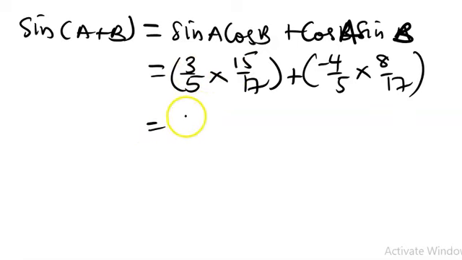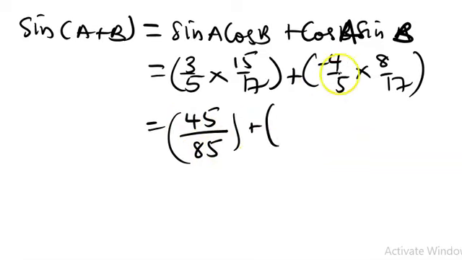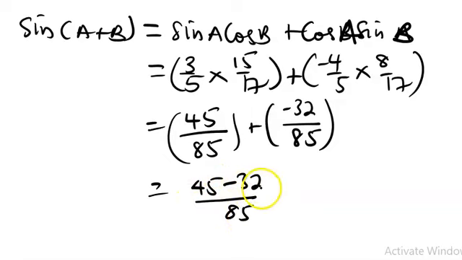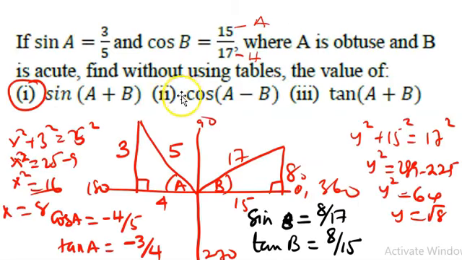Okay. So 3 times 15, that is 45 over 85, plus minus 32 over 85. The denominators are the same, so you have 45 minus 32 over 85. So that will be 13 on 85. That is the answer. So precious viewers, I want you to try the second question, cos A minus B, and then the third one, tan A plus B. You already have all the information, right? So go ahead and do it and put your answer in the comment section.